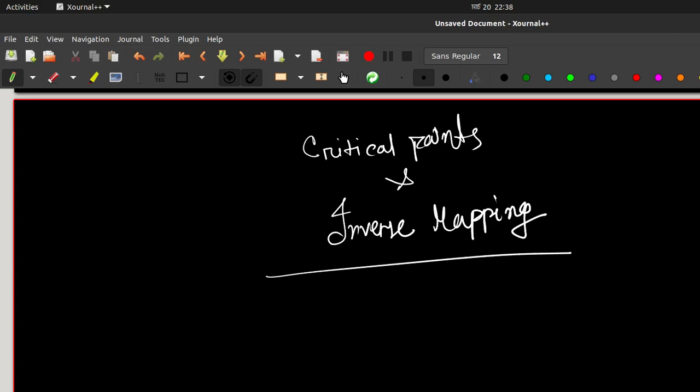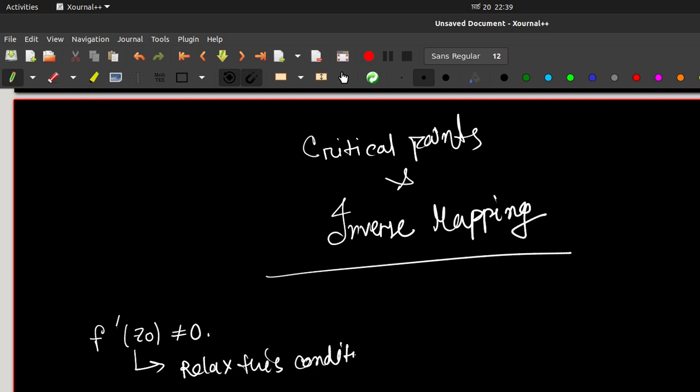Now, in today's lecture, we are going to talk about critical points and inverse mapping. In our past lecture, we saw that we could do this conformal mapping if at a certain point z naught the derivative of the mapping, f prime of z naught, is not equal to 0. This was the previous criteria. However, today we want to relax this condition.